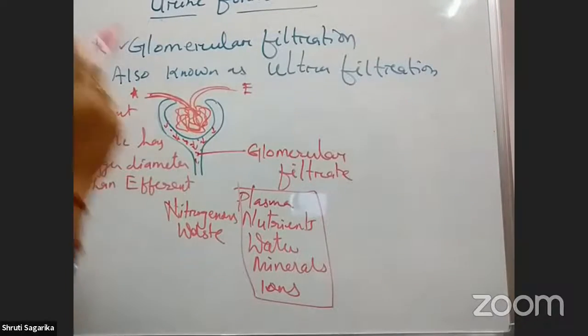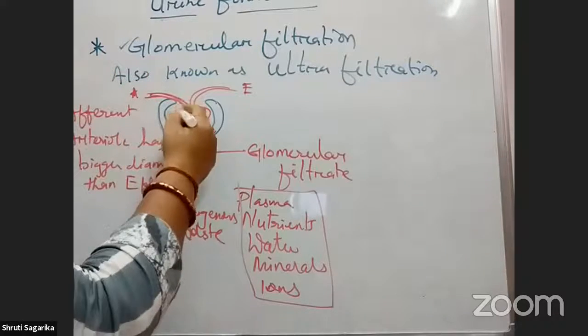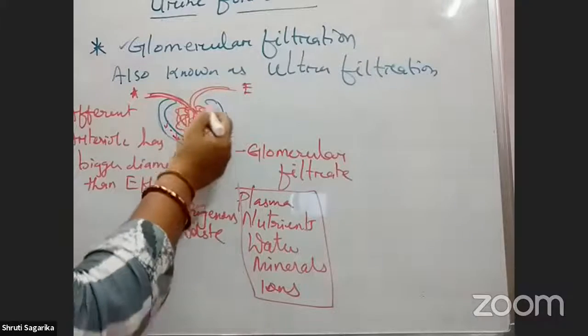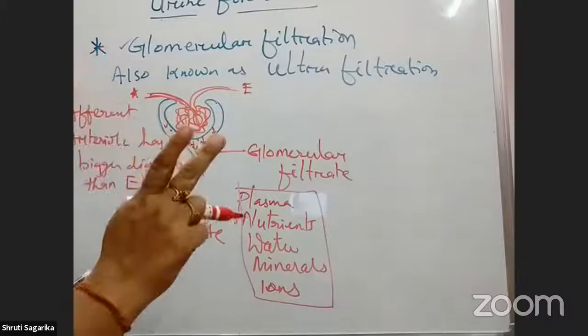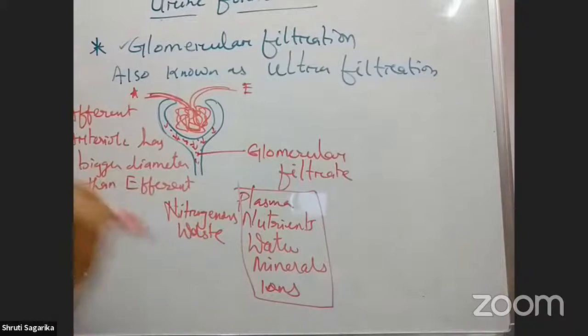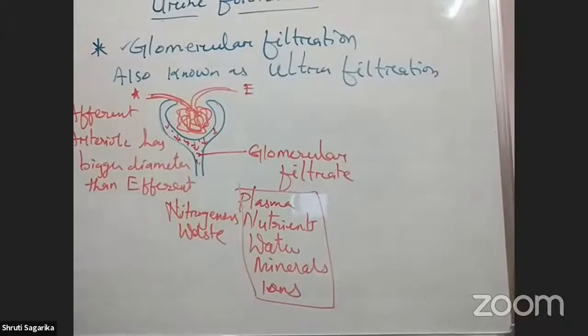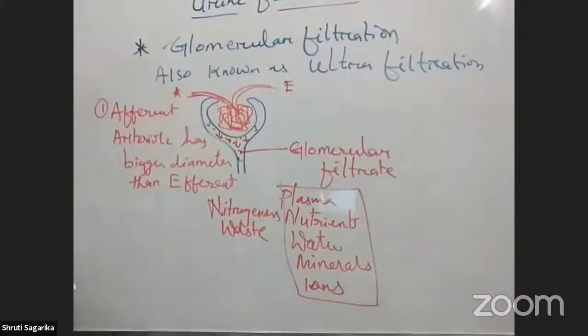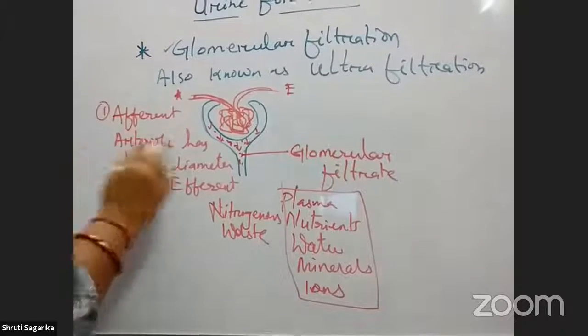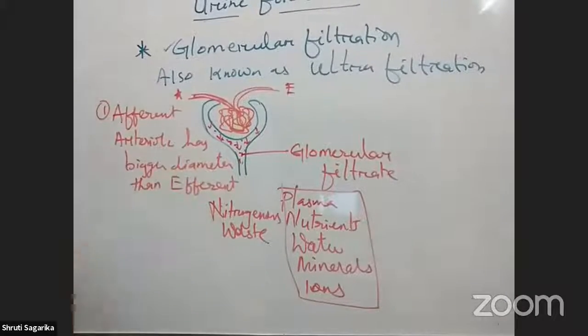So when the blood cannot flow freely, it will be collected in the glomerular area. And second point, why the pressure is exerted. The first reason why pressure is exerted is this. So this is reason number 1. You're able to see here? You're able to see the board? This is our reason number 1. Afferent arteriole has bigger diameter than efferent.